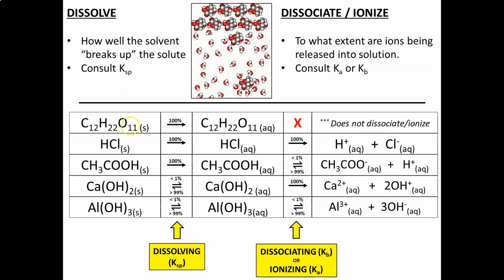So to recap, sugar dissolves very well in water, but it does not dissociate or ionize. Hydrochloric acid dissolves very well in water, and it dissociates fully into its ions. Acetic acid also dissolves very well in water, but it does not dissociate well into its ions. Calcium hydroxide does not dissolve very well, but it does dissociate fully into its ions, the small number that actually does dissolve. And then finally, the aluminum hydroxide doesn't dissolve very well in water, and the part that does dissolve doesn't dissociate well into its ions either.